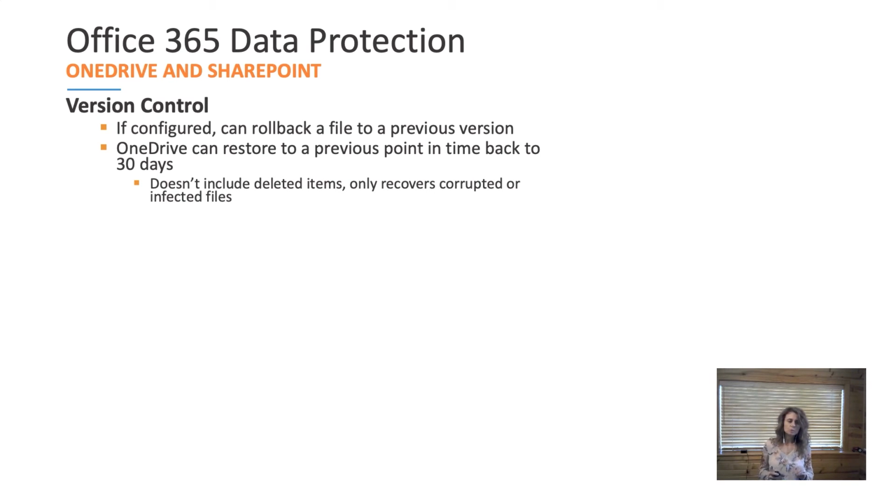For OneDrive and SharePoint, you also have the ability to leverage version control. If version control has been enabled, you do need to turn this on, you can roll back a file to a previous version. OneDrive can go back to a point in time as far back as 30 days. It does not include deleted items, and it will only recover corrupted or infected files.